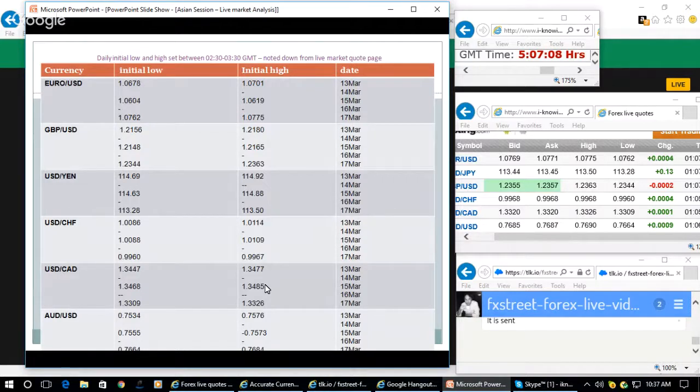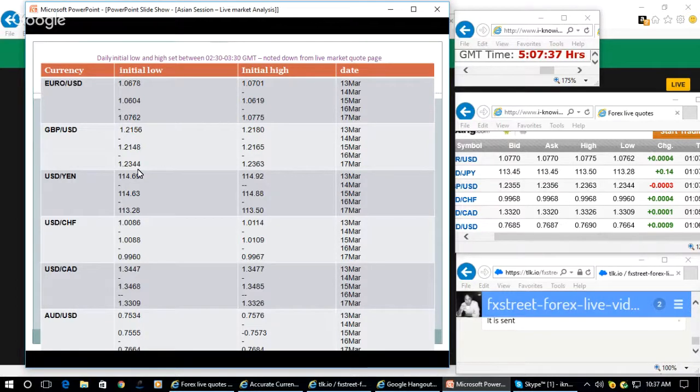Now we will do the market reading. I have noted down the initial lows and the highs around 3:30 GMT, and we will now compare it around 5:07 GMT and find out where exactly the market is heading. Now in the case of Euro, 1.0762 was the low and 1.0775 was the high. They have not breached the low or the high.